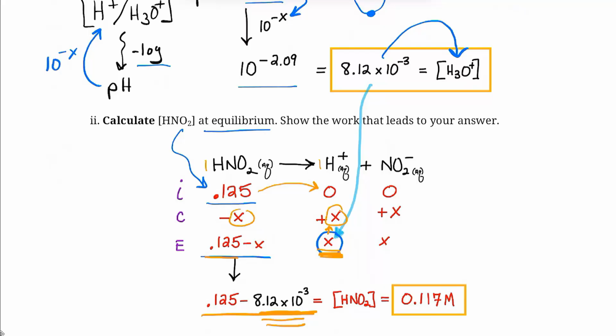And you can check that out. In any case, the answer is 0.117. All it was, was a simple subtraction. On to part C.